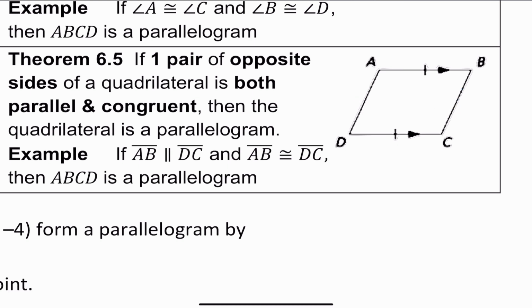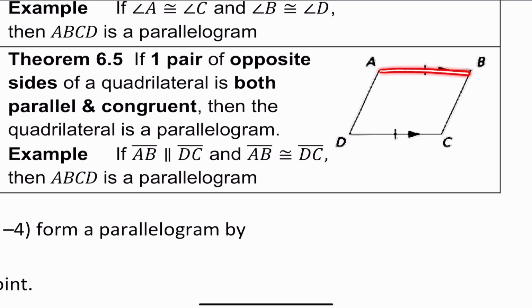But theorem 6.5, if one pair of opposite sides of a quadrilateral is both parallel and congruent, then the quadrilateral is a parallelogram. So that means if you have this side and this side congruent and parallel, then this side here and this side here are also parallel and congruent. So we can say that this figure is a parallelogram.